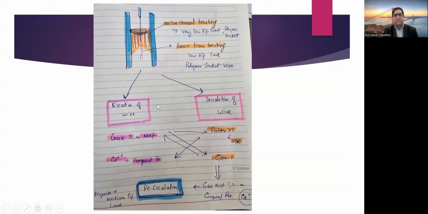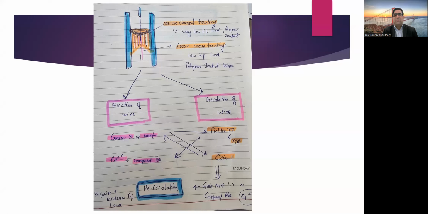So combining these various stages: once we are doing microchannel tracking, we should use very low tip load polymer-jacketed wires. And in the middle part of the CTO, we should do loose tissue tracking with a low tip load polymer-jacketed wire. There are islands of soft tissue in between the CTO segments, so that can be easily tracked. That is called loose tissue tracking.